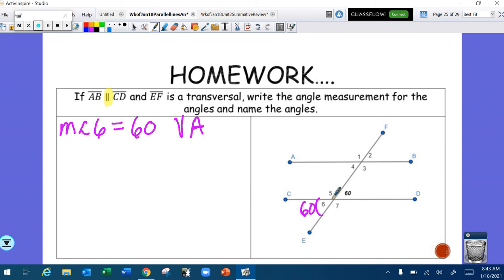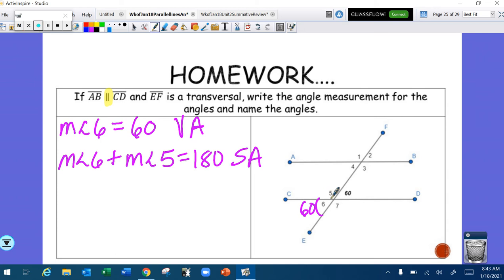So angle 5 and angle 6 are what we call supplementary angles. And in your vocabulary words, it means these two angles add to equal 180. So we're going to say the measure of angle 6 plus the measure of angle 5 is equal to 180. And we're going to call those SA for supplementary angle.